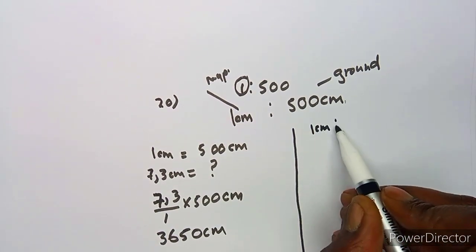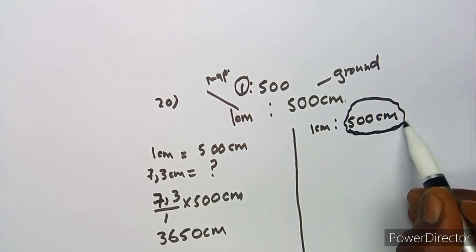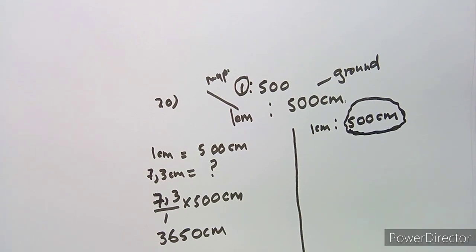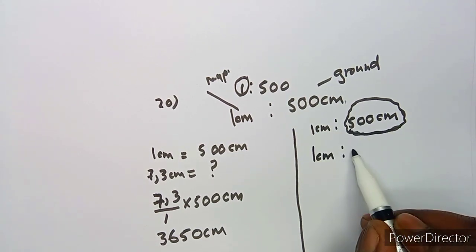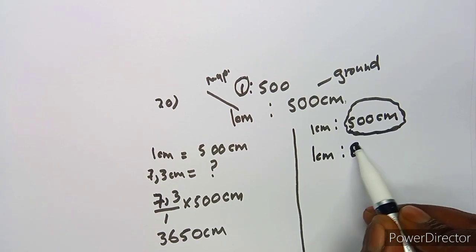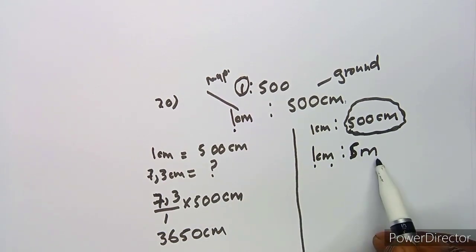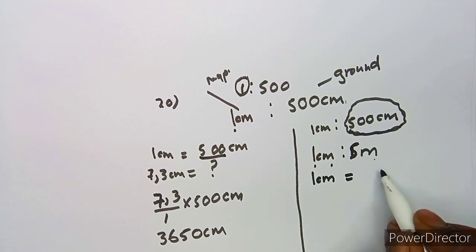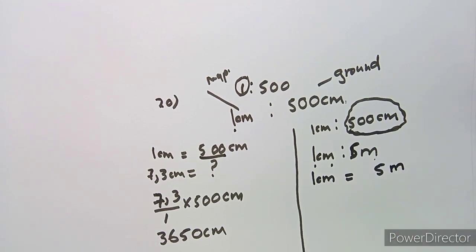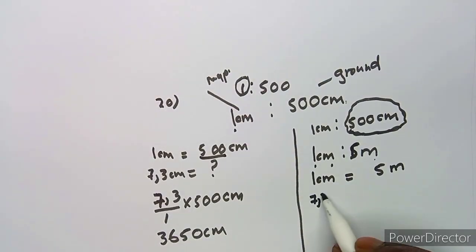If you were to use this in meters, guys, you are going to use this conversion, because we said 1 centimeter corresponds with 500 centimeters. So I can play around this unit of measurement to meters, to kilometers, depending on where I want to convert to. So let me convert to meters, which means I can divide by 100, which is going to give us 5 meters. So for each centimeter on the map, it represents 5 meters on the ground, because 500 centimeters is 5 meters. So if 1 centimeter is representing 5 meters on the ground, what about a line which is 7.3 centimeters on the map?